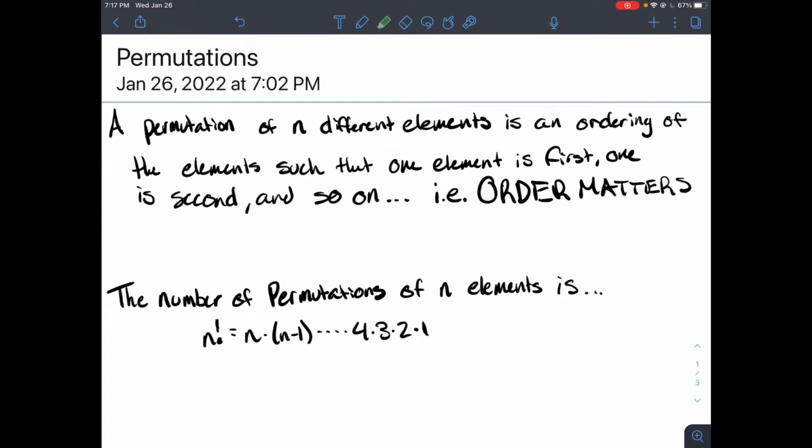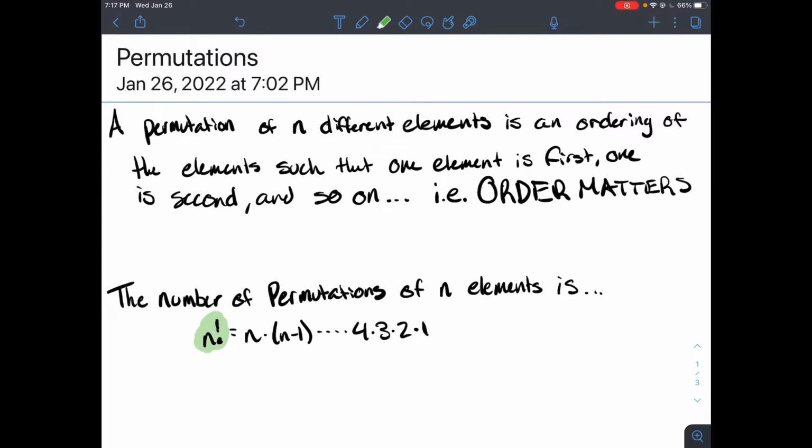So in this, unlike with combinations, our order matters. And that is the main difference between combinations and permutations, that our order matters. And the number of permutations is actually just given by n factorial. N factorial is the number of permutations.